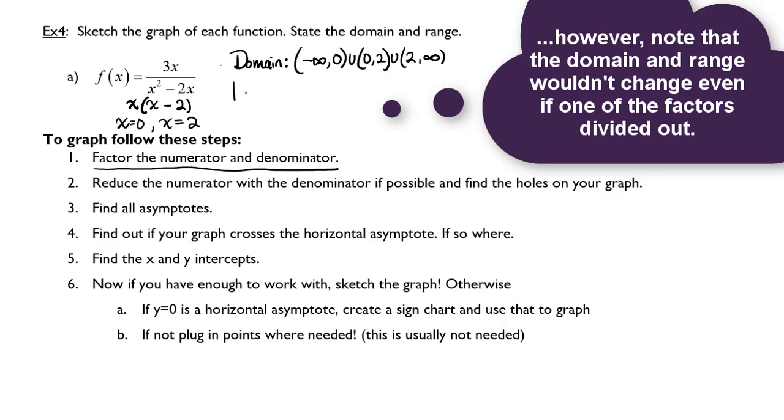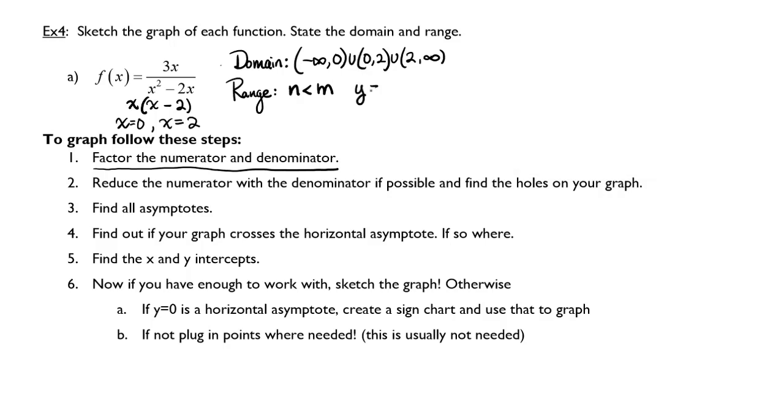The range of this function is based off of whether we have any horizontal asymptotes. Since the degree of the numerator is less than the degree of the denominator, we have a horizontal asymptote at y equals 0. So our range is from negative infinity to 0, union 0 to infinity.